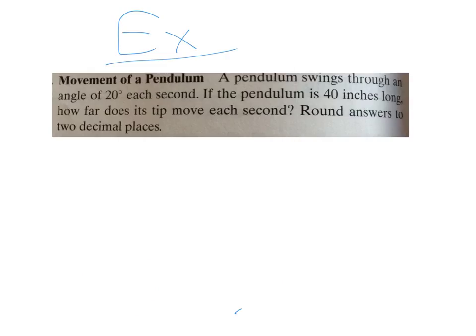Another example would be a word problem. A pendulum swings through an angle of 20 degrees each second. If the pendulum is 40 inches long, how far does its tip move each second? It says round answers to 2 decimal places. So, let's draw a picture. If this is our pendulum, and it moves from here to here, it wants to know how far it moves each second.